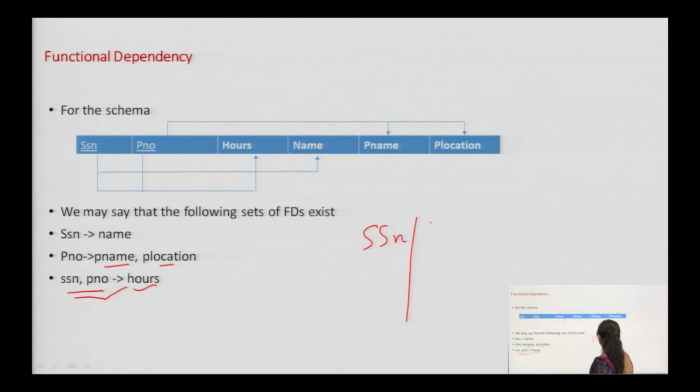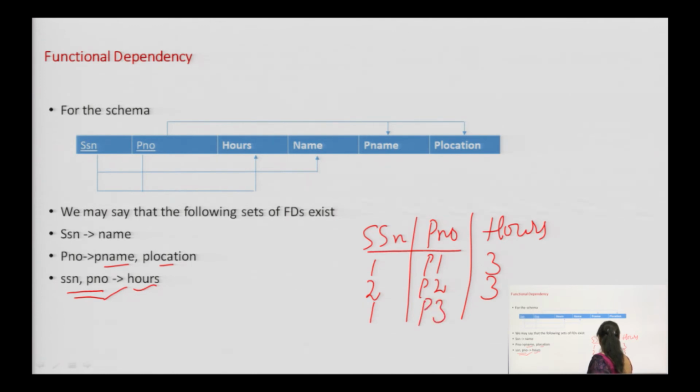Let me give you an example of this. This is the key. So, SSN 1 is working on project P1 for 3 hours, 2 is working on project P2 for 3 hours, 1 is again working on project P3 for 1 hour, and 2 is working on project P3 for 2 hours. So, every time we see SSN, PNO is unique, and this combination determines how many hours a person is working on a project.